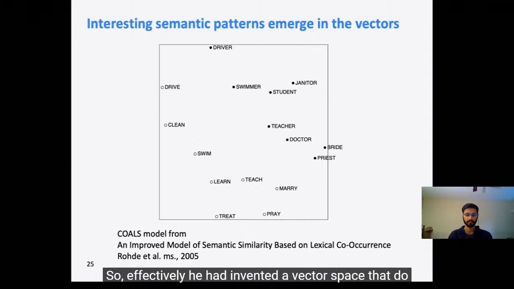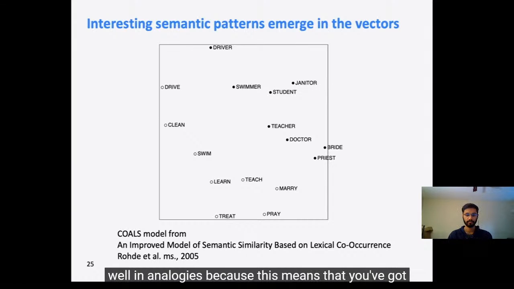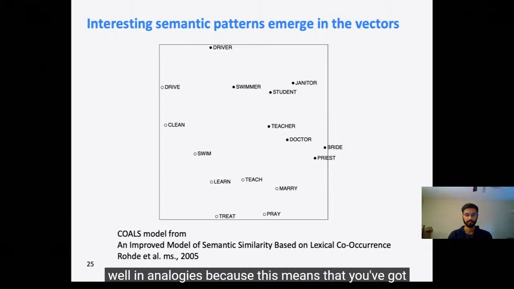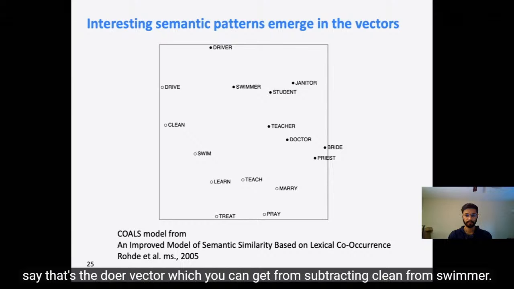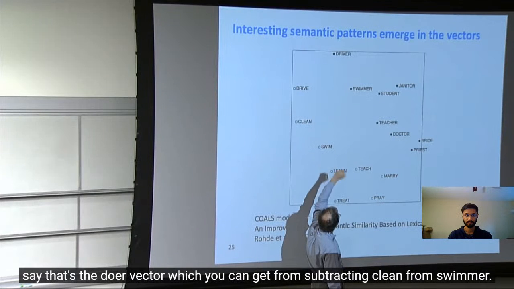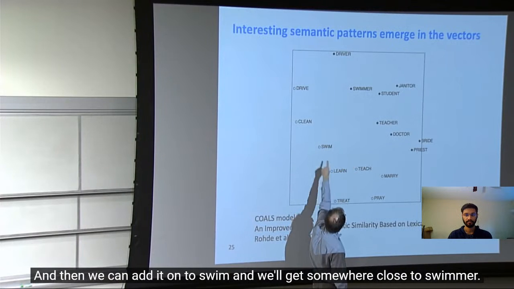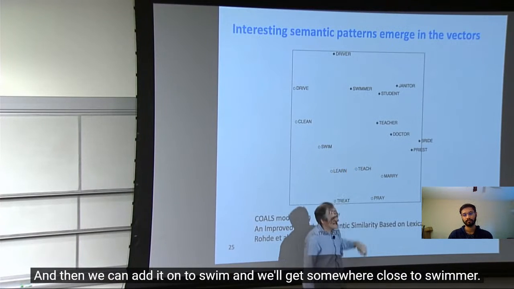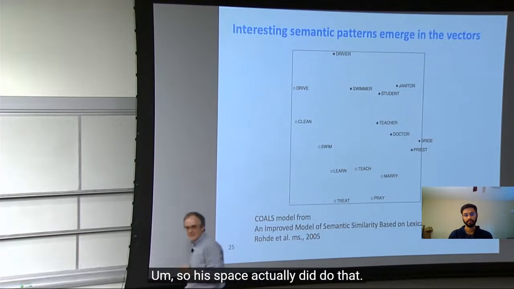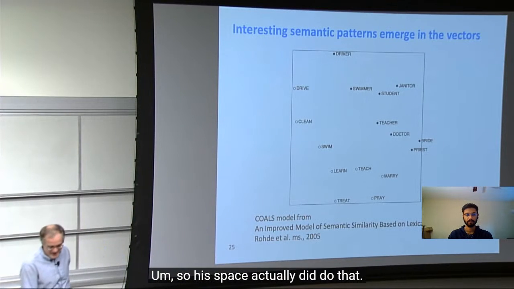So effectively, he had invented a vector space that would do well in analogies, because this means that you've got this direction, which is the doer, and you can immediately say that's the doer vector, which you can get from subtracting clean from swimmer, and clean from janitor, and then we can add it onto swim, and we'll get somewhere close to swimmer. So his space actually did do that.